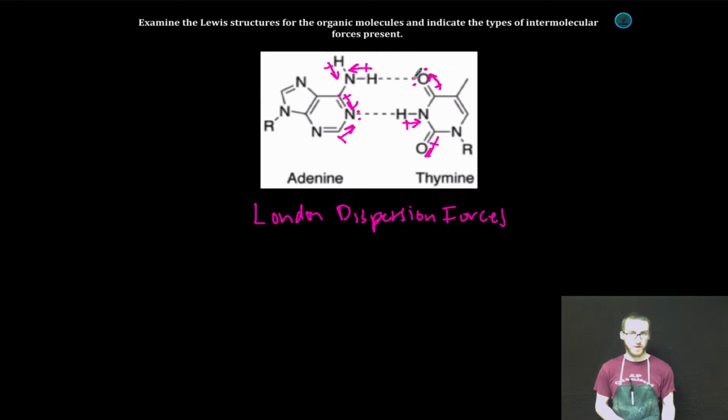The negative region on the thymine molecule here is going to interact with the positive region on the adenine molecule over here. Dipole-dipole interaction. We also see that dipole-dipole interaction between the negative region on the adenine molecule here and the positive region on the thymine molecule here. Dipole-dipole. And then finally, recognize that this type of dipole-dipole interaction is the strong type.